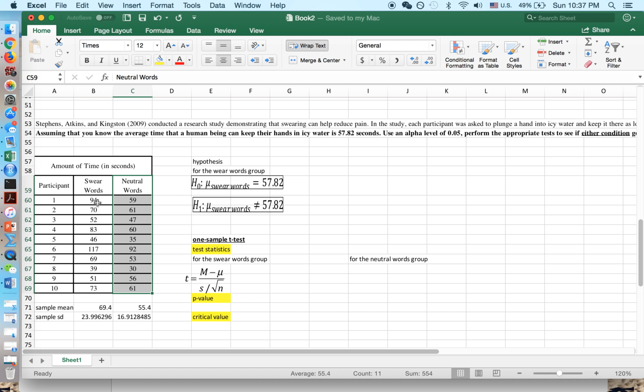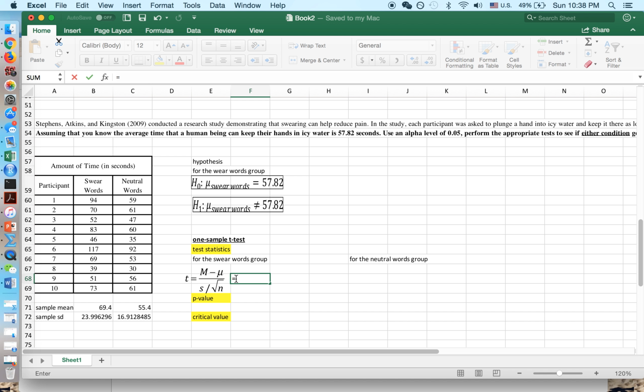Alright, so the t-test formula looks like this. We're going to subtract the assumed population mean from the sample mean, and then we're going to divide that by the estimated standard error, which is the sample standard deviation over the square root of the sample size. Okay, so last time we already got the sample means and sample standard deviation. This is going to be quick.